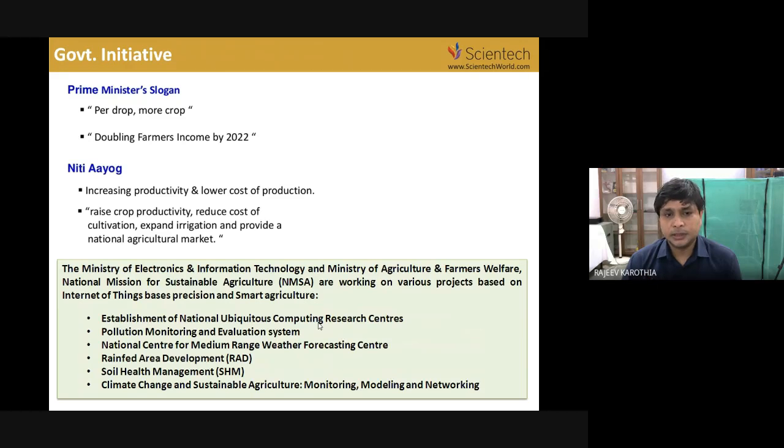There are some already made projects which are run by the Ministry of Electronics and Information Technology, and some which are relevant to precision agriculture and smart agriculture, like the pollution monitoring and evaluation system, the National Center for Medium Range Weather Forecasting, and the soil health management system. Day by day they are taking data from different locations, collecting samples from the soil, and analyzing what kind of soil we have in different regions, so that we are mapping it with the help of these new technologies.